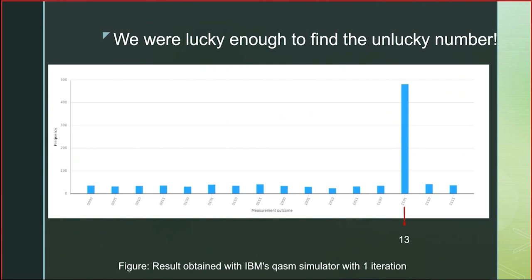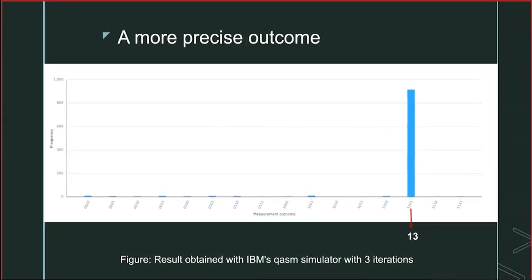This is the result that we obtained with IBM's QASM simulator with one iteration of the oracle and the diffuser. It shows that number 13 has the highest probability, 48% to be exact, to occur. That means our quantum circuit successfully detects number 13. And this is the result with 3 iterations of the oracle and the diffuser. It detects number 13 with a higher probability, 96% to be exact. This is the highest probability possible to detect number 13 with Grover's algorithm.